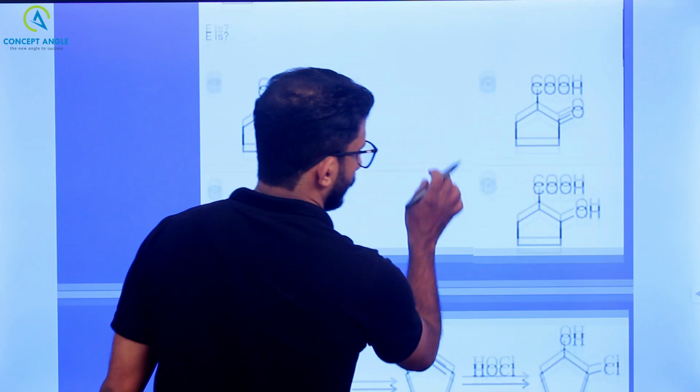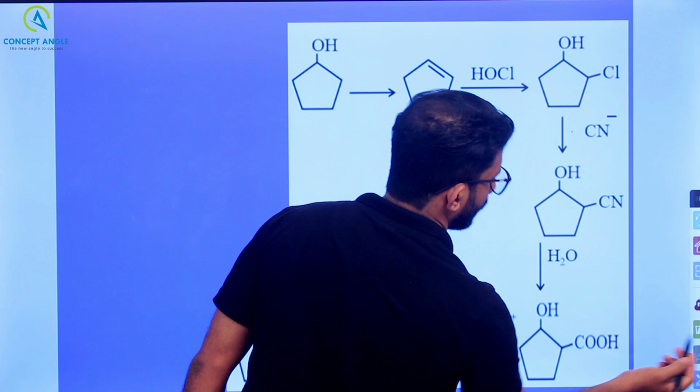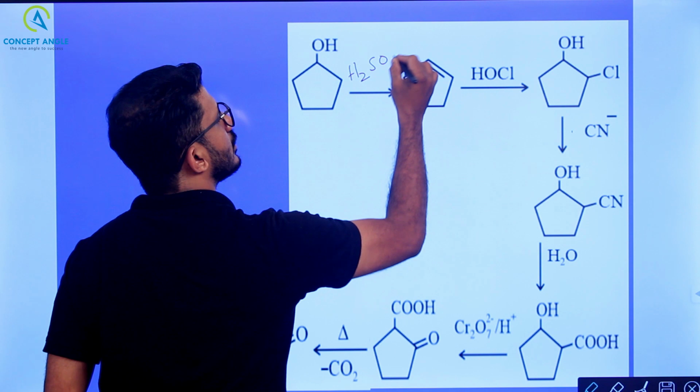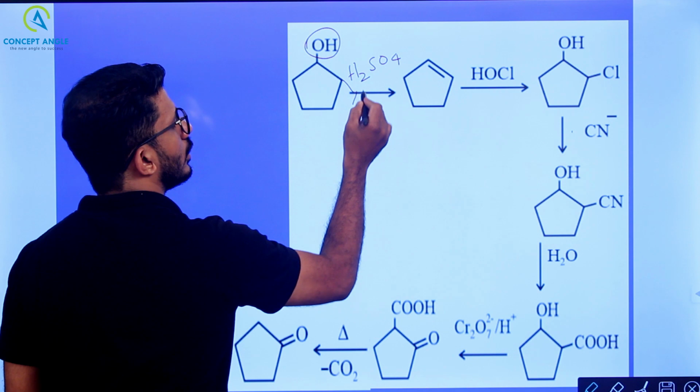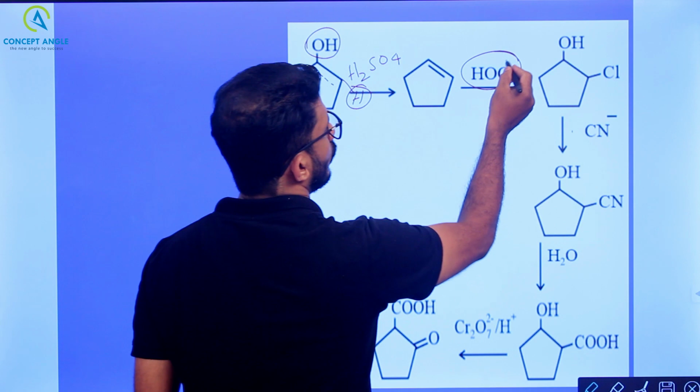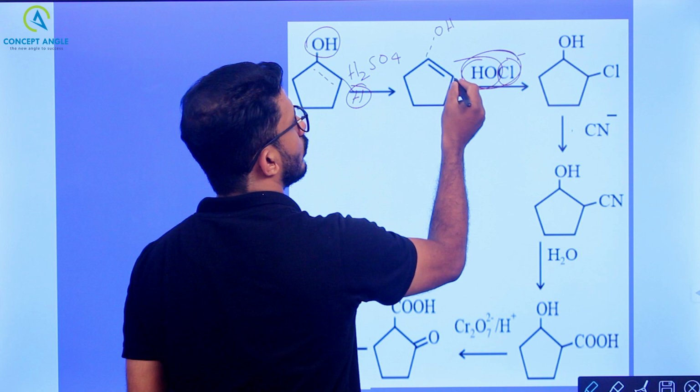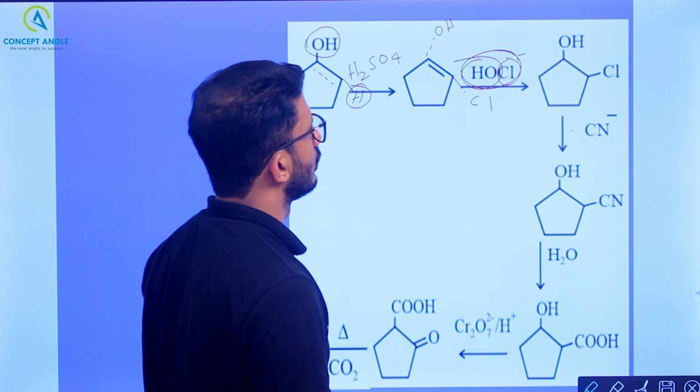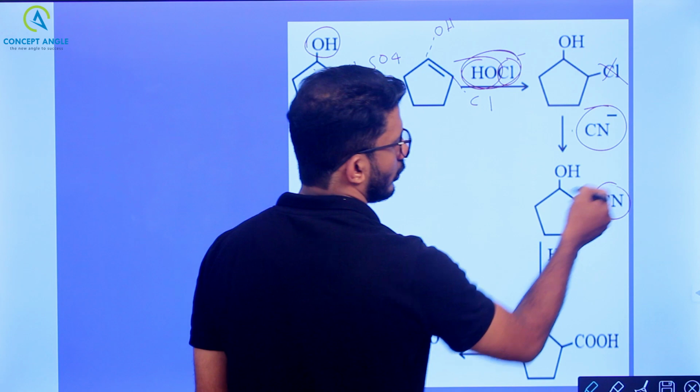Here I will explain using the next slide. This is an alcohol with concentrated H2SO4. It is dehydrated. Here is OH, here a hydrogen atom is eliminated, and there will form a double bond. So that is cyclopentene. This is chlorine in water, that is HOCl, that will produce a Cl minus nucleophile. So at one position OH is substituted, at one position Cl is substituted. You will get 2-chlorocyclopentanol, and this with CN minus, which acts as a nucleophile, will replace the chlorine atom to form a cyano compound. Then you know, nitrile.